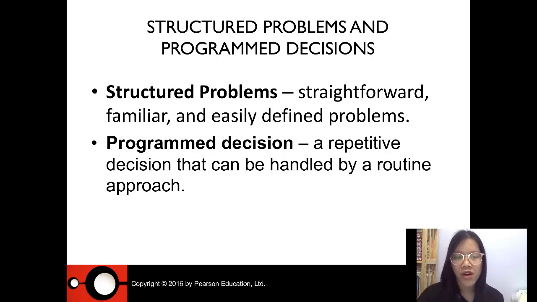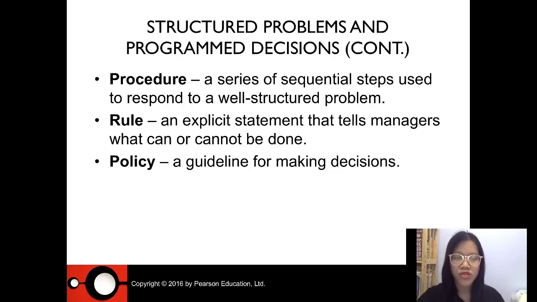This is what we call a programmed decision, a repetitive decision that can be handled by a routine approach. There are three types of programmed decisions: procedure, rule, and policy. A procedure is a series of sequential steps used to respond to a well-structured problem.